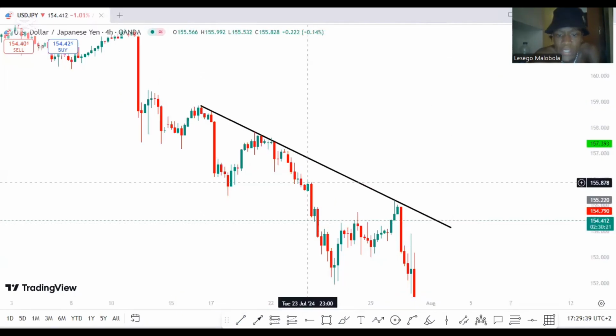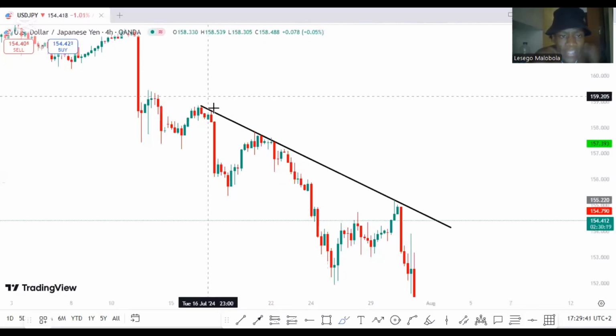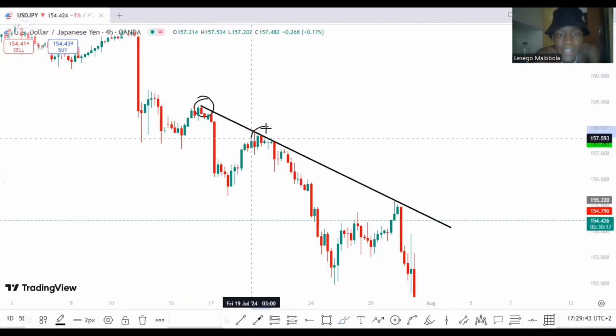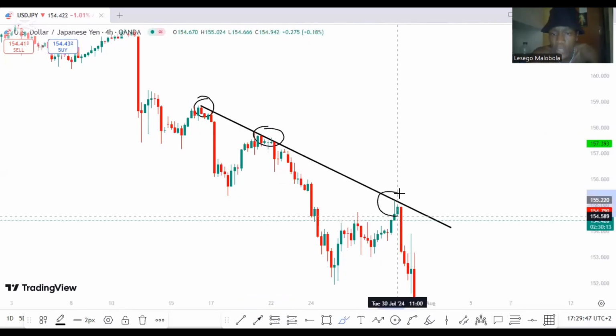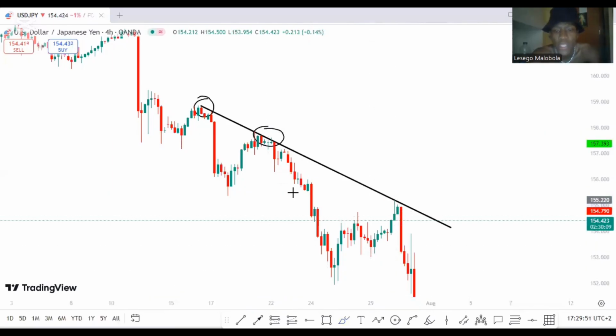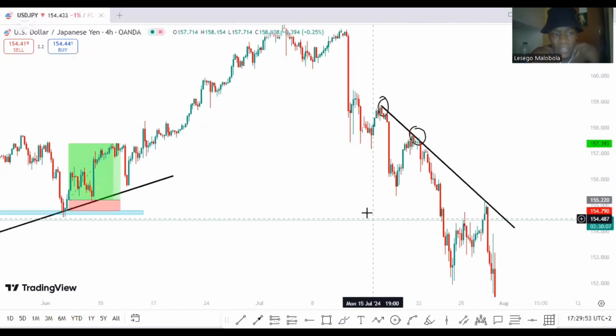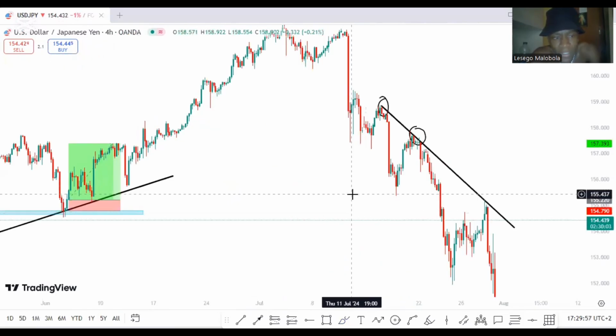Why do I say that? Because we have a nice first touch here and a second touch, which confirms that the trend line is valid, and we have a third touch right over there. That touch is where we start looking for our entry points, right? So after identifying that, we simply look for our support and resistance.